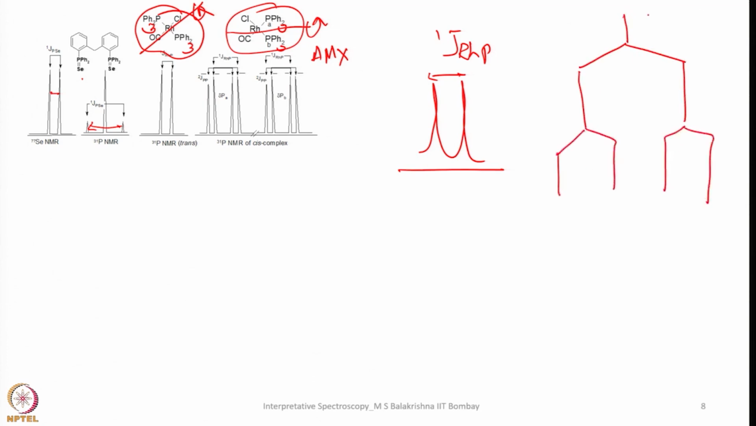Whether you consider delta of Pa or delta of Pb, they are very similar, but a slight marginal difference is there in chemical shifts and coupling constants. So this is rhodium-phosphorus coupling, and then here it is 2J PP coupling. So this is how we can distinguish cis and trans isomers in case they are obtained in a reaction.